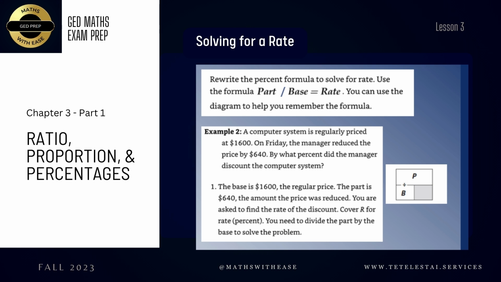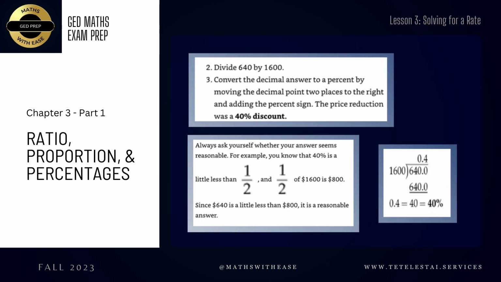So you're gonna cover R, which represents the rate, or some number over 100, right? Because remember, we discussed earlier, a rate is always going to be in terms of a percentage. It's going to be some number over 100. So when you see rate or you see percent, know that those two words are interchangeable, okay? And now you need to divide the part, which we know is 640, by the base, which we know is 1,600. We set up our problem in terms of long division, or you can use your calculator.